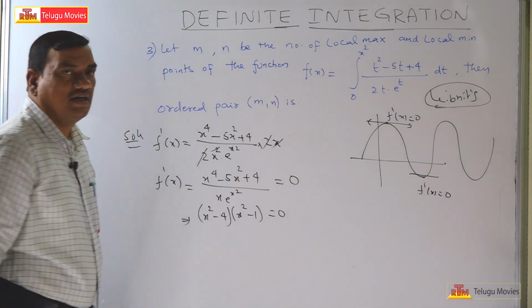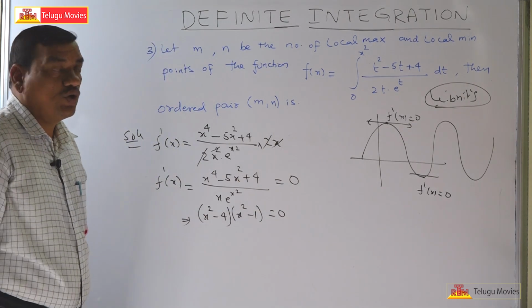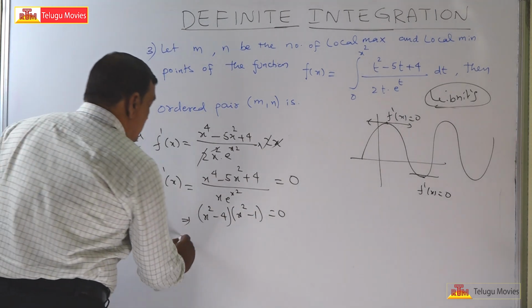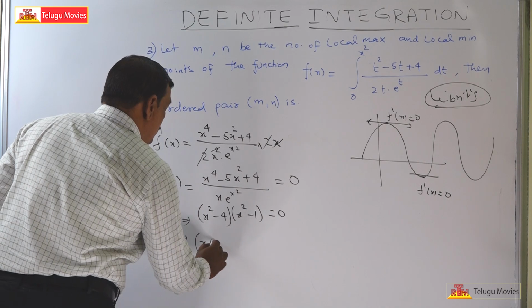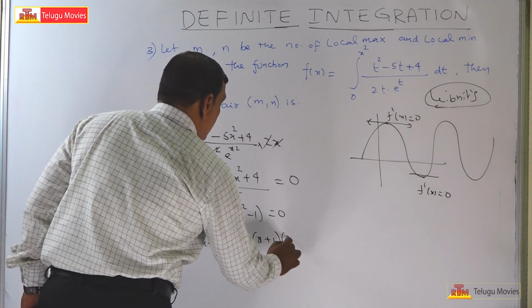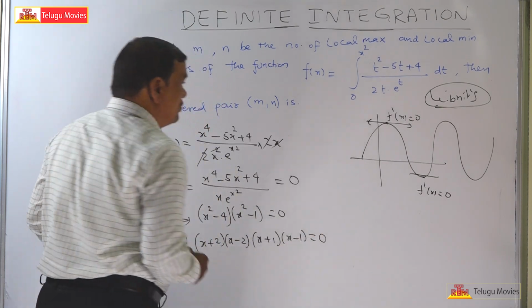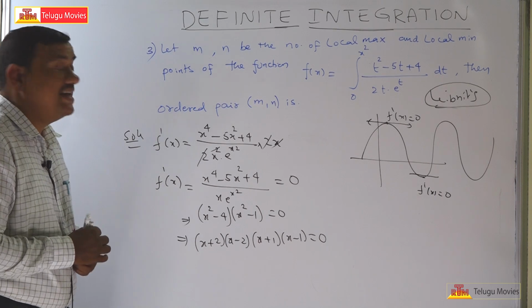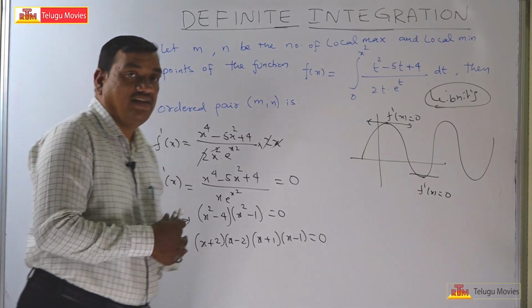So, we can make this denominator equal to 0, no problem. If it is a cross multiplication, this is nothing but (x plus 2)(x minus 2), this is (x plus 1)(x minus 1) is equal to 0. Okay, now, let us see the sign scheme here.